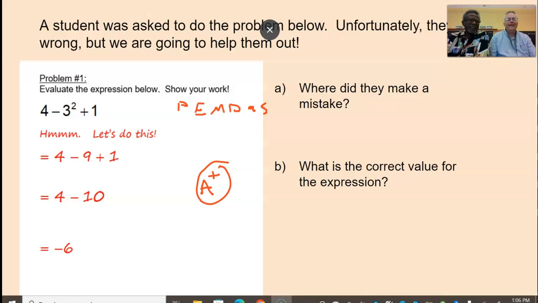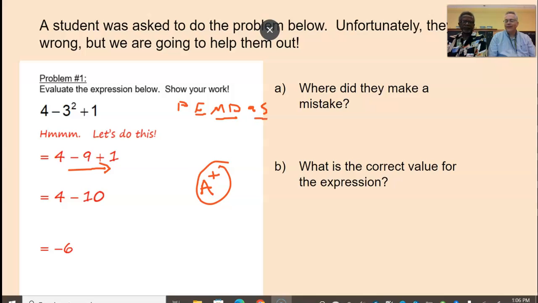9 plus 1 is 10. But again, what region of the world are we in? We're in the region where we go from left to right. So it's going to be 4 minus 9, left to right. So the problem is they didn't do the subtraction and addition from left to right. It's the same order of importance. When you learn PEMDAS, these actually go together: multiplication and division, and addition and subtraction.